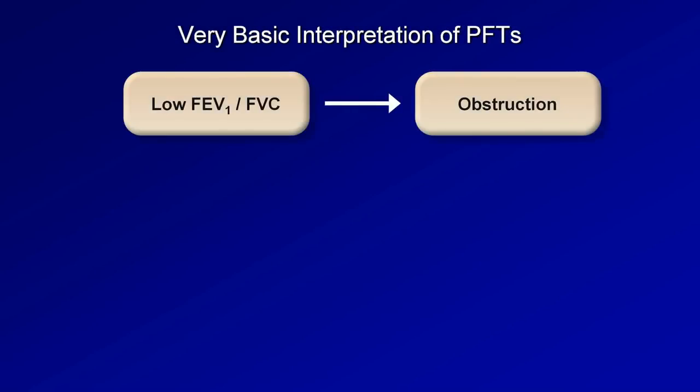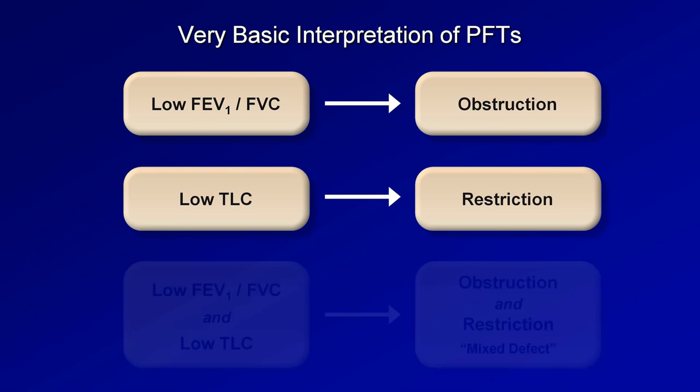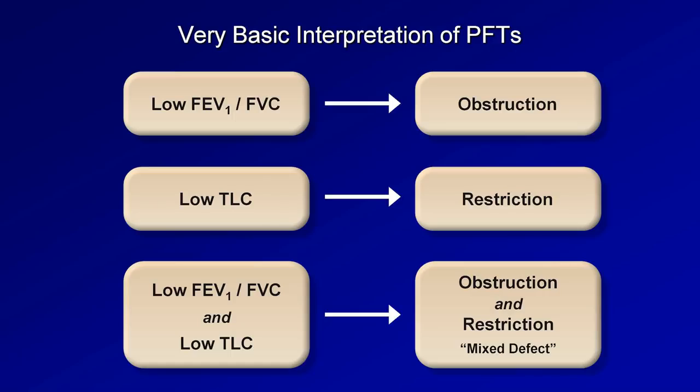Here's an extremely simplified overview of the interpretation of PFTs. If the FEV1 to FVC ratio is reduced, the patient has obstruction. If the total lung capacity is reduced, the patient has restriction. And if both are reduced, the patient has both obstruction and restriction, often labeled a mixed defect.